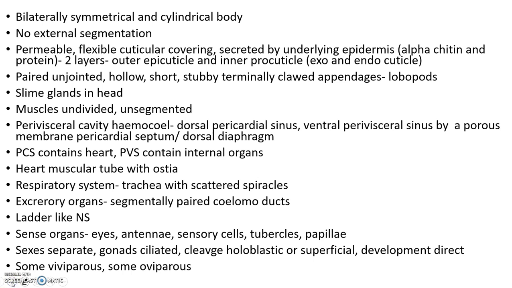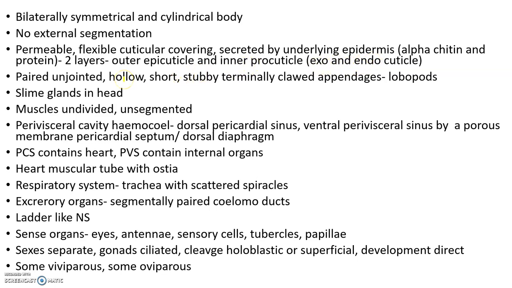Seeing about the salient features, these organisms are bilaterally symmetrical, having a cylindrical worm-shaped body. External segmentation is absent. Though metamerism is seen, evident external segmentation is not seen in these animals. They have a permeable but flexible cuticular covering, secreted by the underlying epidermis. The cuticle is made up of alpha chitin, which is a polysaccharide, and some proteins. It has two layers, an outer epicuticle and an inner procuticle. The procuticle is again divided into two parts, an outer exocuticle and an inner endocuticle.